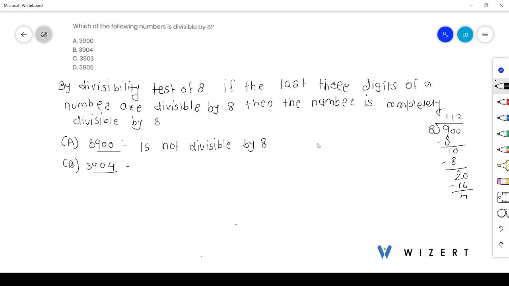Now the last 3 digits are 904. If this 904 is divisible by 8, then this whole number is completely divisible by 8. 8 ones are 8. 9 minus 8 is 1. Move this 0 down. Again 8 ones are 8. Here 2. Then 8 threes are 24. As here remainder is 0. So this is divisible by 8. Let us check the remaining options too.